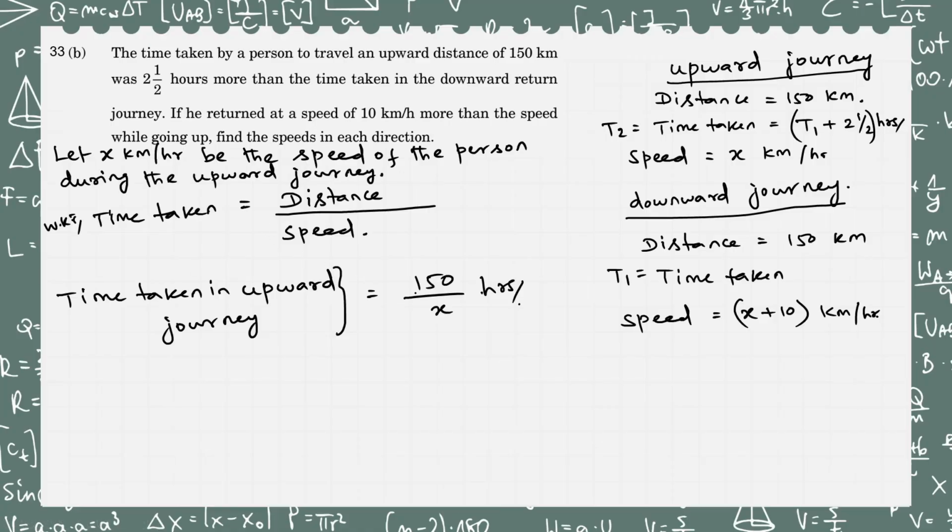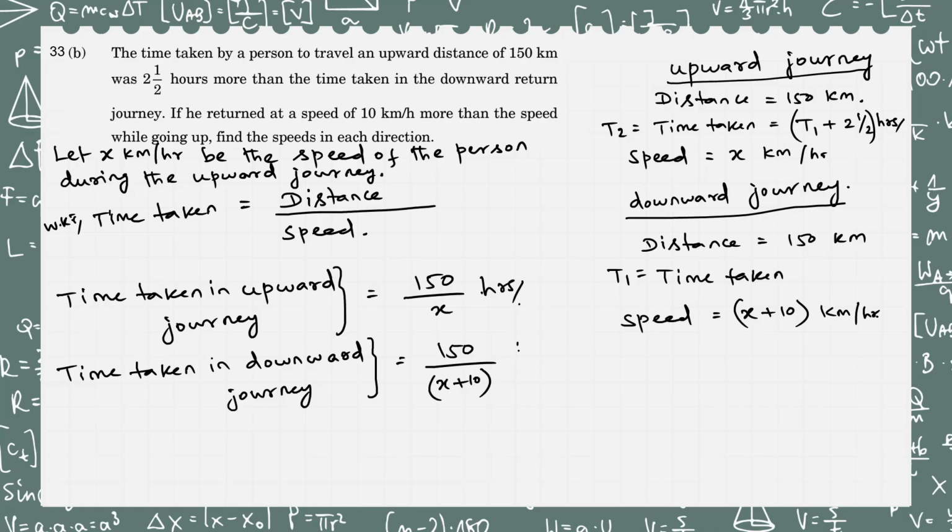Okay, so we have time taken in upward journey like this, and we need to write the time taken in the downward journey also. Distance is 150 only, but the speed is x plus 10. So x plus 10 we have to put here. This is also going to be in hours only. And we know that upward journey timing is more, right? T2 is more. So T2 minus T1 equal to 2.5 hours.